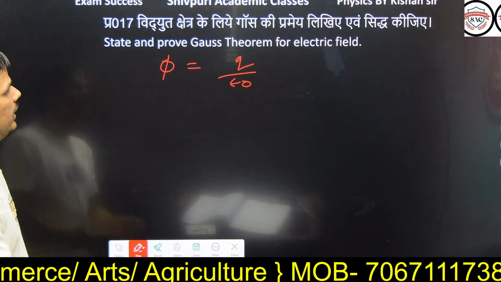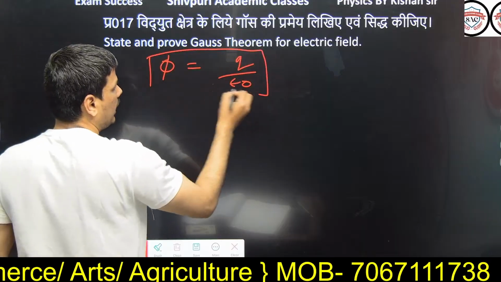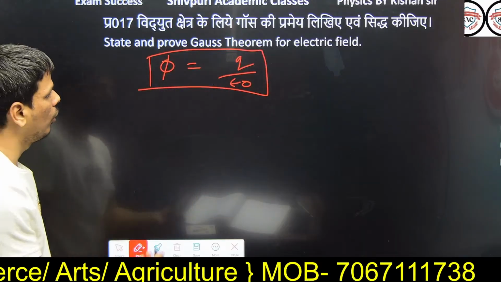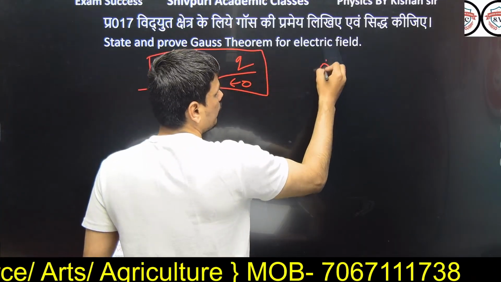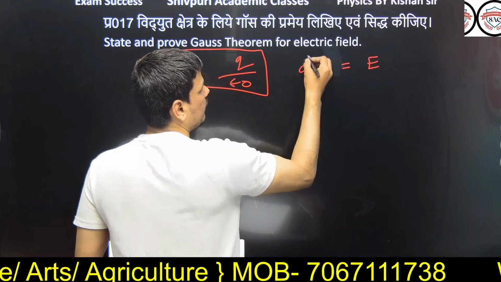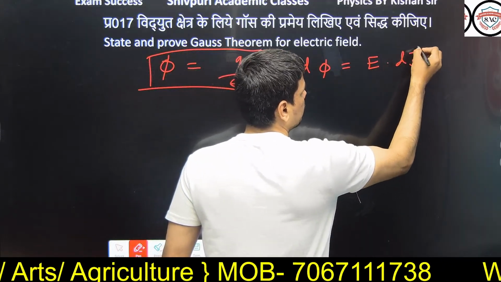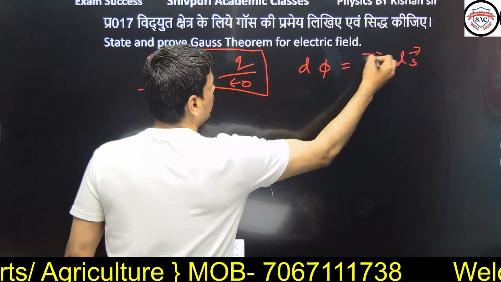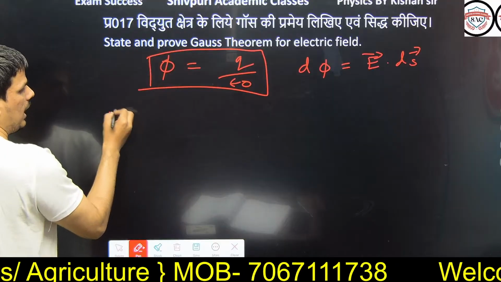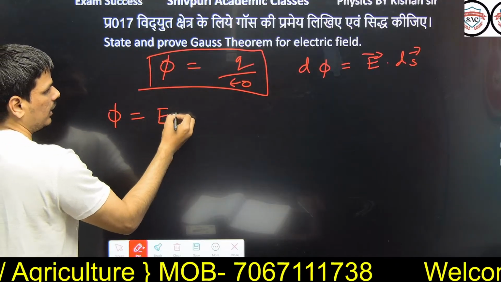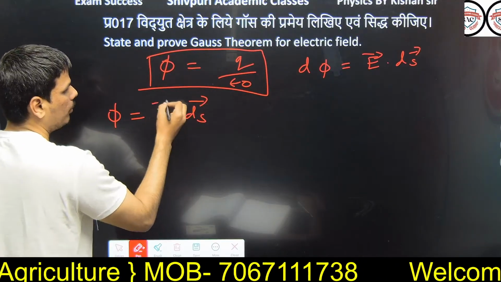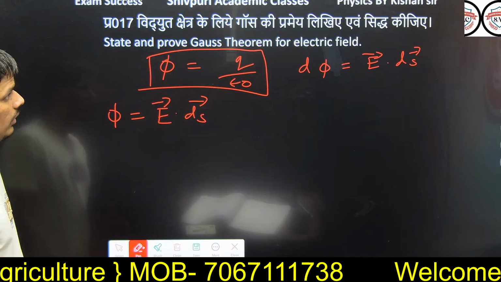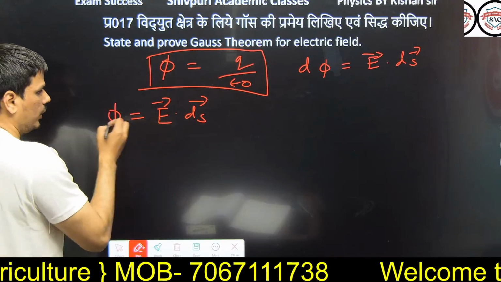Okay, so we just need to prove this statement, phi equals q by epsilon naught, or we could write it like this, d phi equals E dot dS. For this we are going to prove it. So for phi we could write E into dS. We are going to prove our Gauss theorem, so we are just going to solve it.